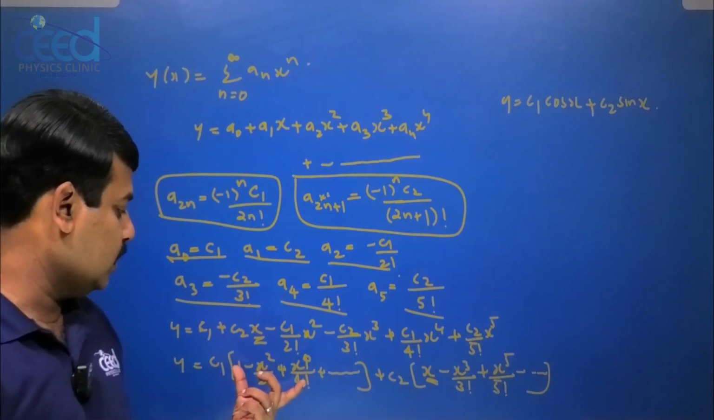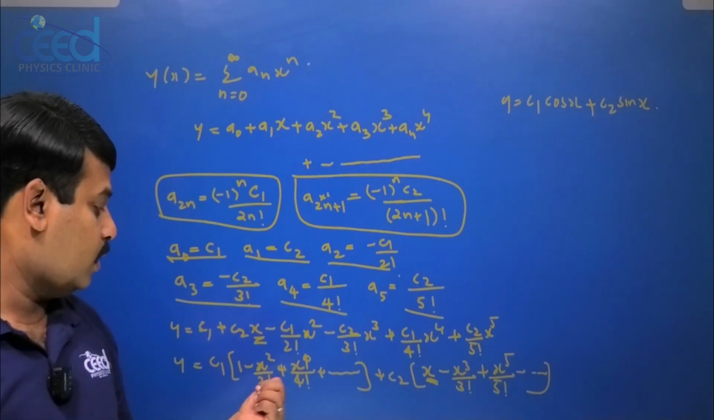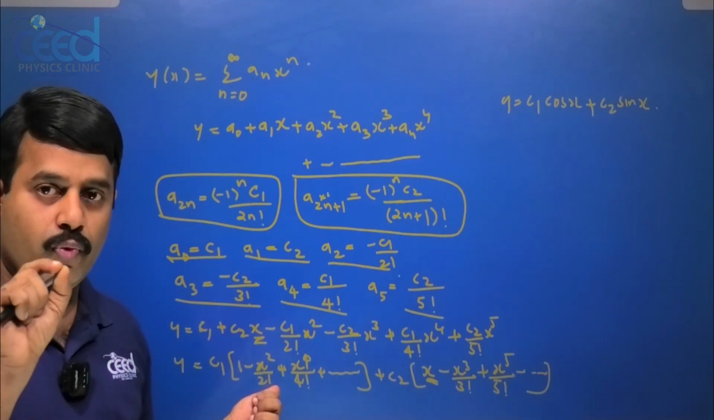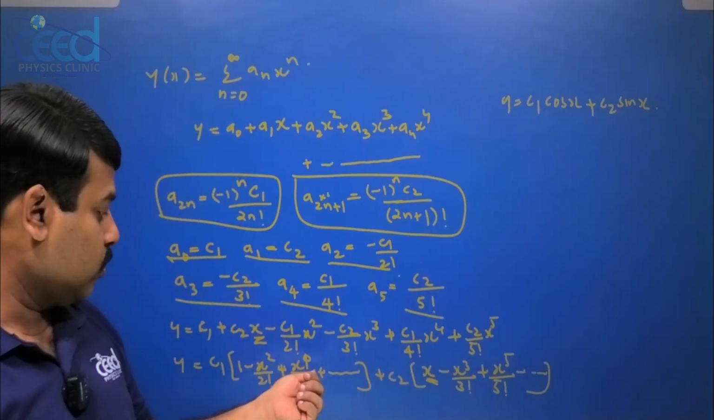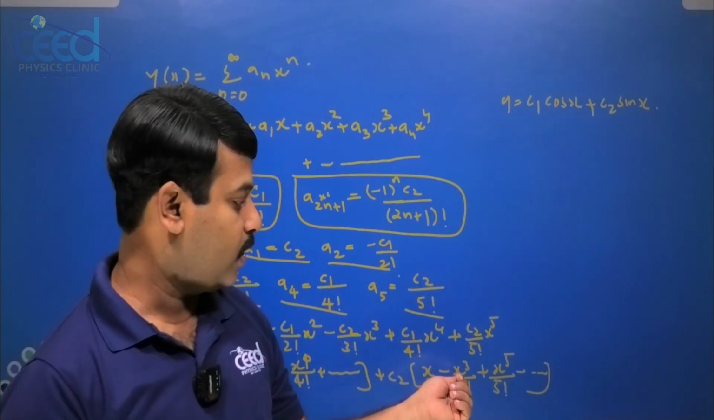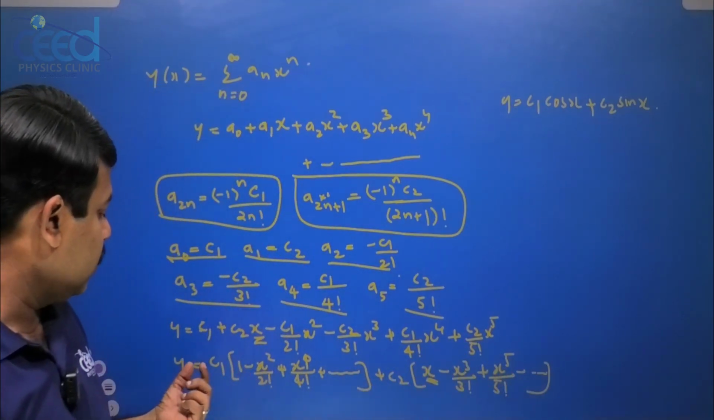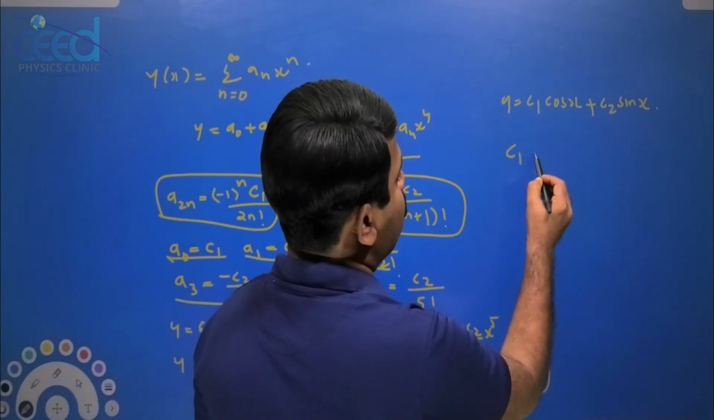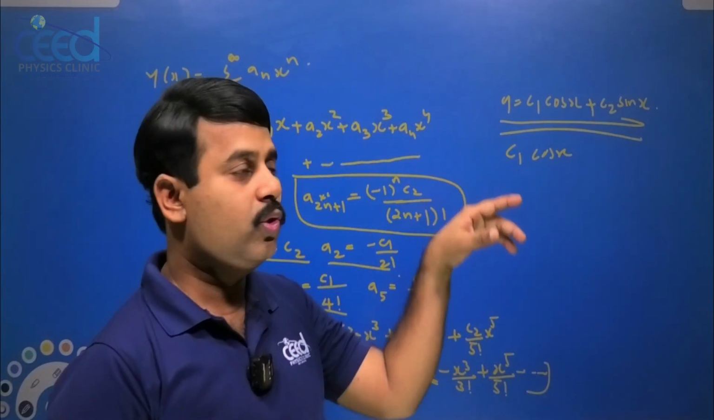Now look into this. This series is as per the Taylor expansion. 1 minus x square by 2 factorial plus x raised to 4 by 4 factorial minus x raised to 6 by 6 factorial represents cos x. And x minus x cube by 3 factorial plus x raised to 5 by 5 factorial plus etc. is sin x. Then you get y is equal to c1 cos x plus c2 sin x. The previous method also gives the same solution.